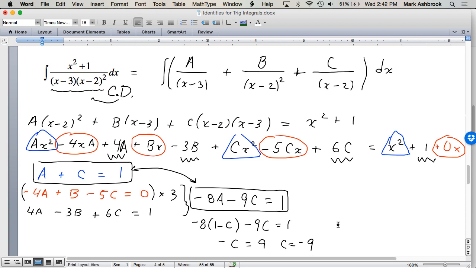And if c is negative 9, then a has to be, from this one, 10. And then we could use either one of these to figure out what b is. Use the bottom one. So 40 minus 3b plus negative 54 equals 1. Negative 5. So you got that too?